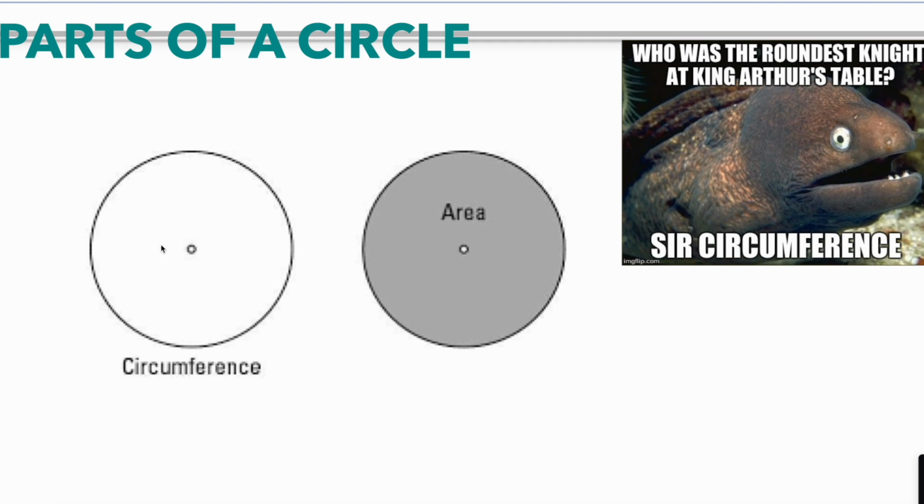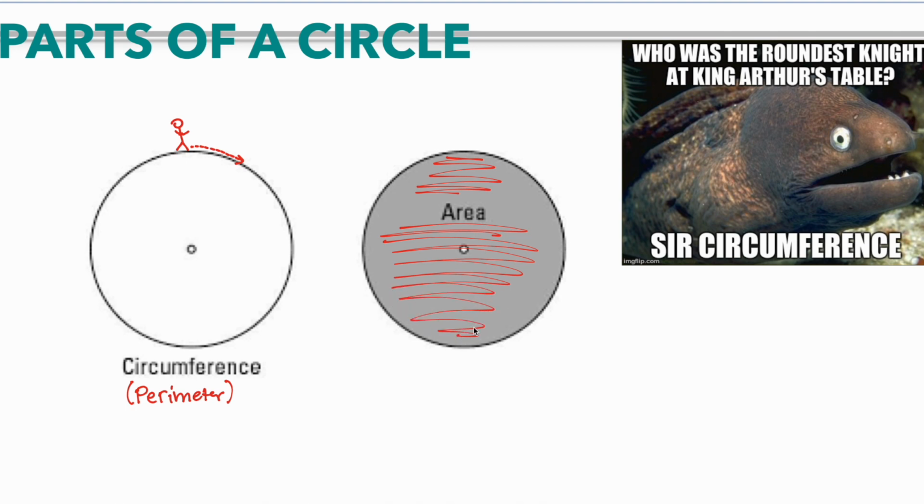If you think of the circumference of a circle and the area of a circle, the circumference is the distance around. For example, if you have a person walking the distance around the edge of the circle, you would get the circumference. Think of it as a perimeter. The area of a circle is the amount of space that is filled in inside the circle. Again, the circumference is basically the perimeter as you're walking around the circle, and the area is the amount of space that is filled inside the circle.